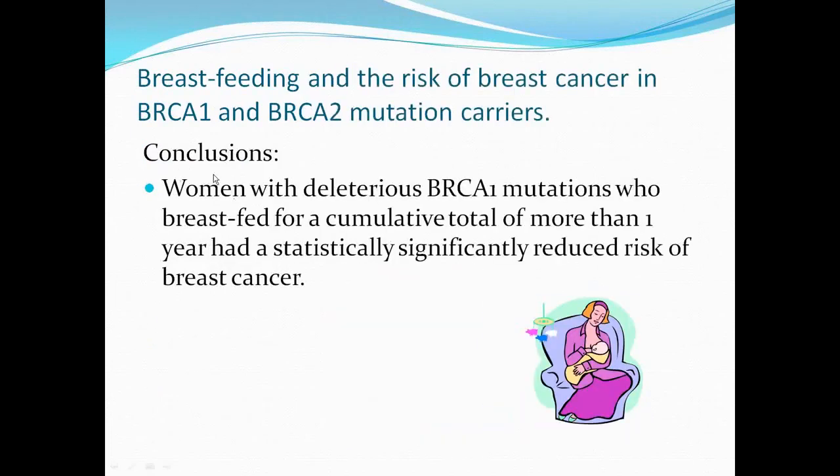So what were the researchers able to conclude from the study? They concluded that women with deleterious BRCA1 mutations who breastfed for a cumulative total of more than 1 year had a statistically significantly reduced risk of breast cancer. And so what does this mean? Clinicians may recommend that women with BRCA1 mutations who are still going to have children breastfeed for more than 1 year as a way of reducing their breast cancer risk.